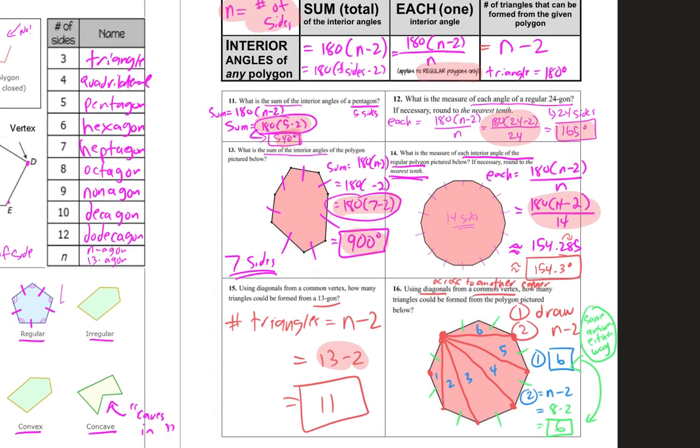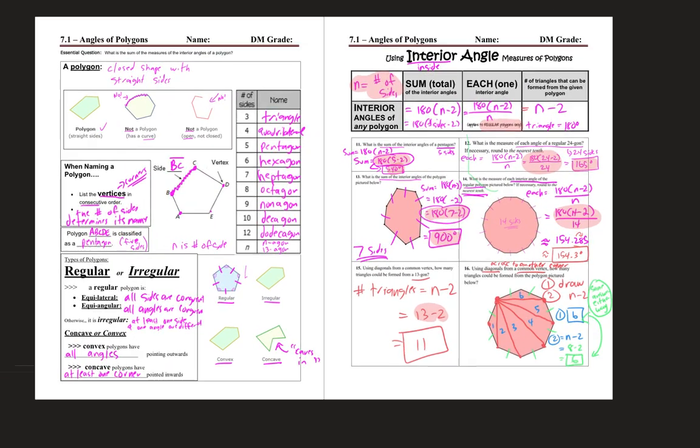All right, so those are our practices. We're just going to use this chart right over here to figure out the interior angles. Then we're going to use this chart right over here to figure out how we classify those polygons. All right, so we got this. If you have any questions, just let me know. Let's make sure we get a great grade on this.